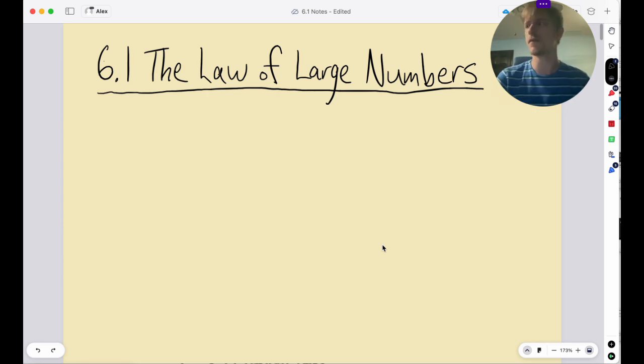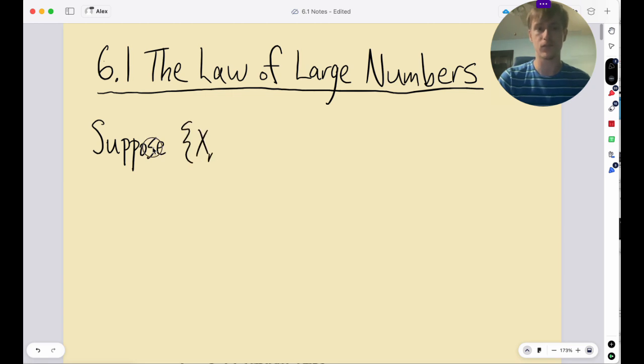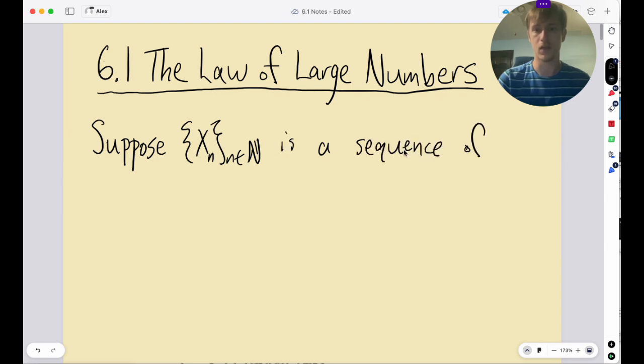So I don't love the book and the way they present the material in this chapter, so I looked at a couple of other sources to provide the information. And one of the questions that we should probably start to ask ourselves is that suppose we have a sequence of random variables x sub n, where n is allowed to roam in the natural numbers. Okay, so this is a sequence of random variables.